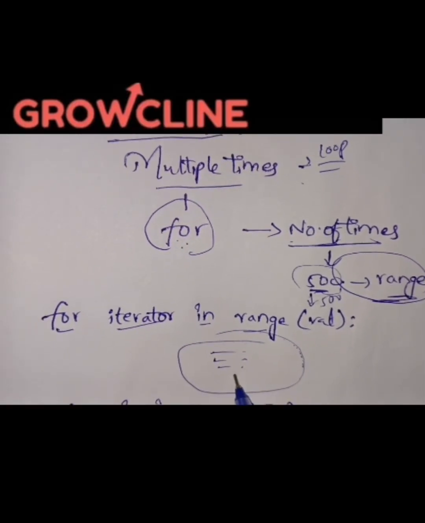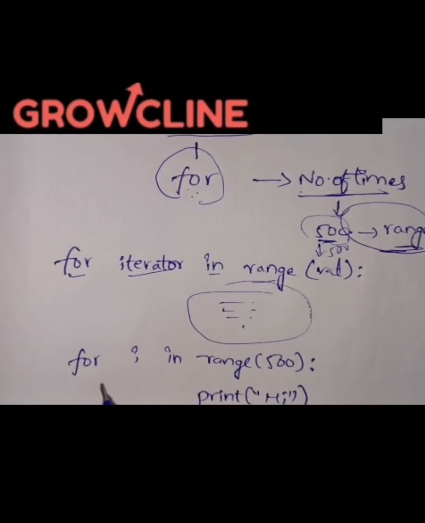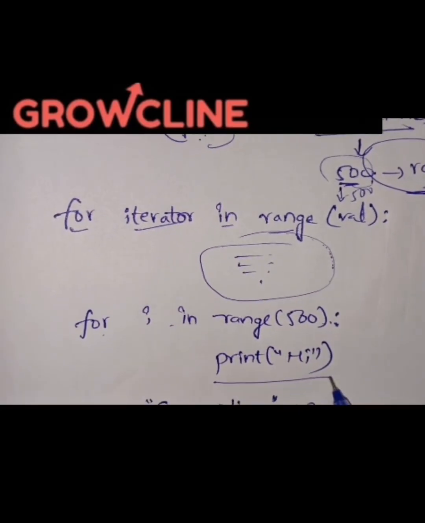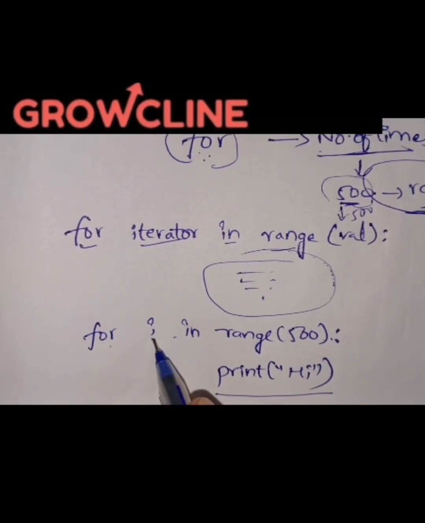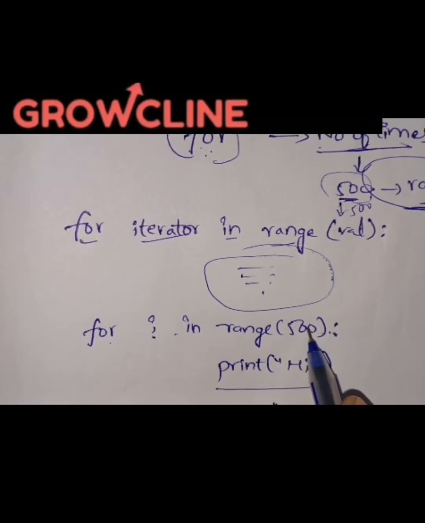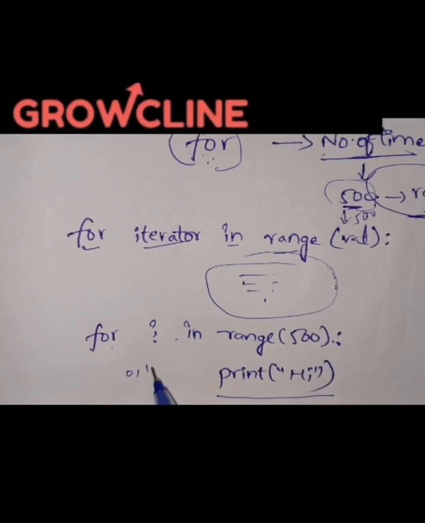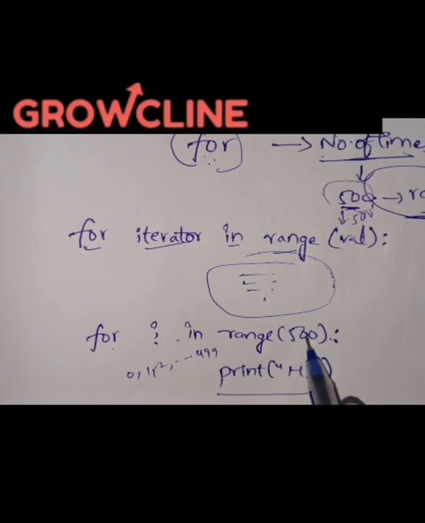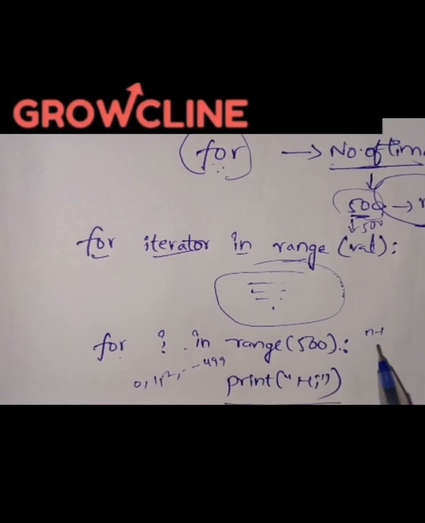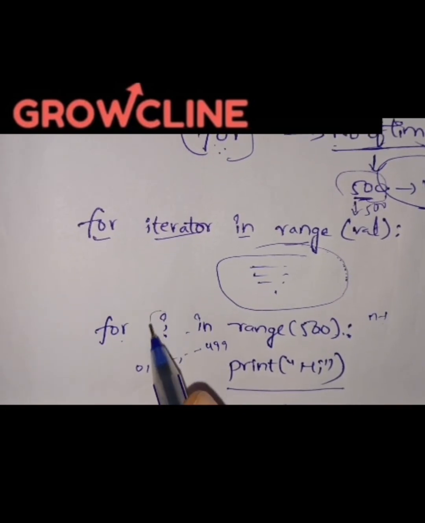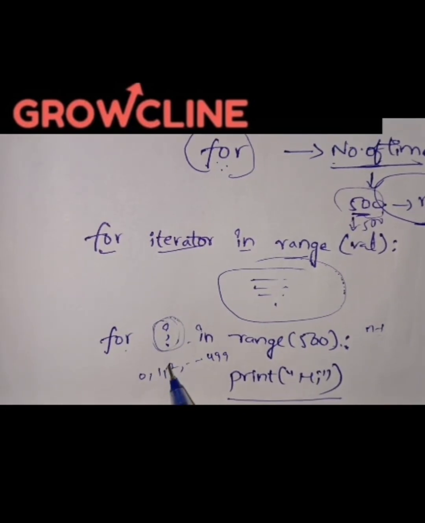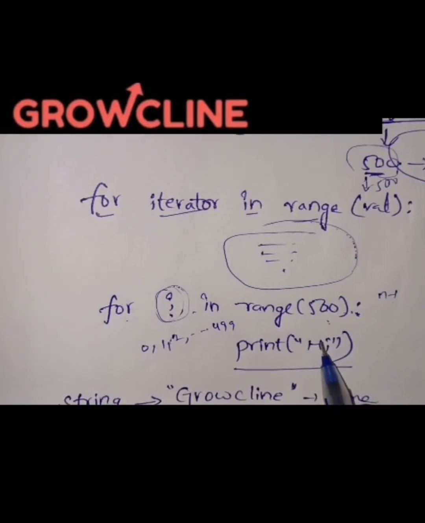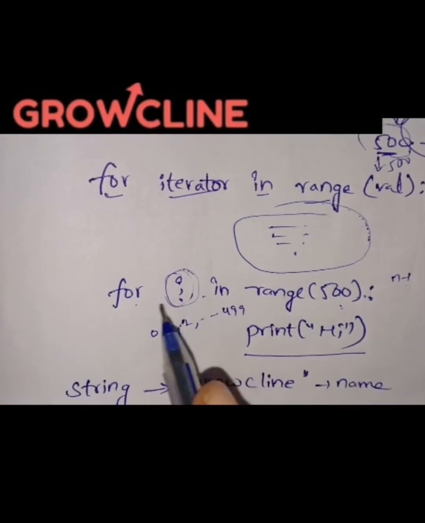Let us write code for printing hi statement for 500 times. For i in range(500): print hi. Here i is called an iterator which is used to move from 0 to 500. The i value starts from 0 and it moves until 499, which is 1 less than 500. Here the iterator i automatically increments without any manual involvement. So using this iterator, we can easily iterate and print the hi statement any number of times according to the range function.